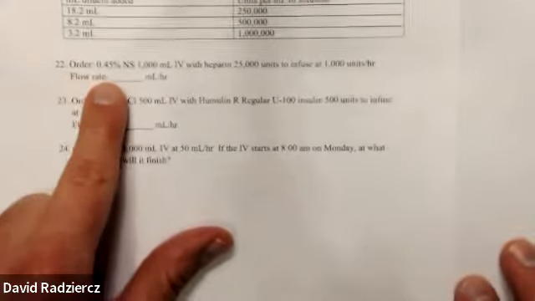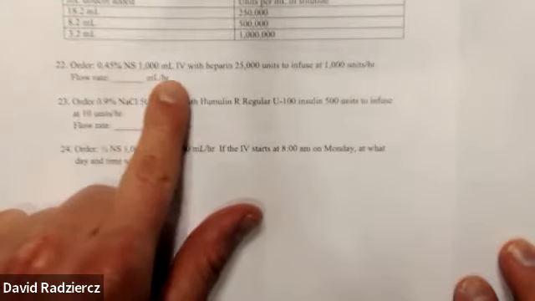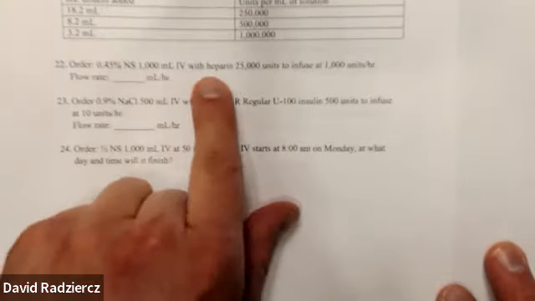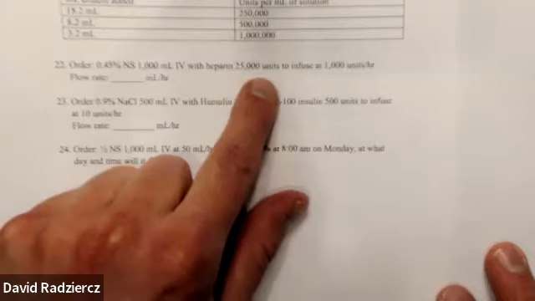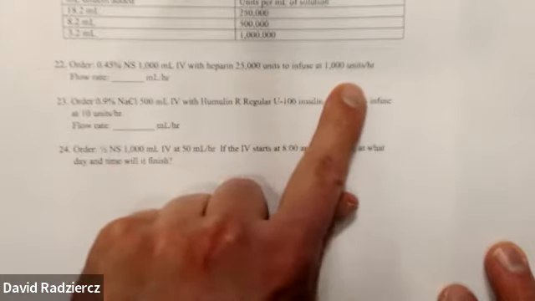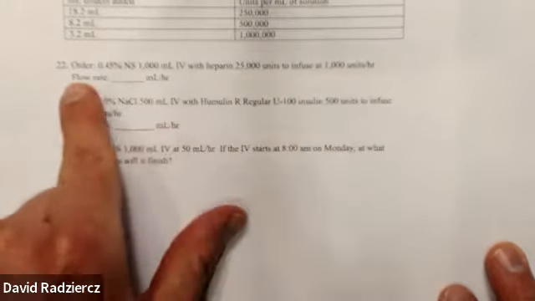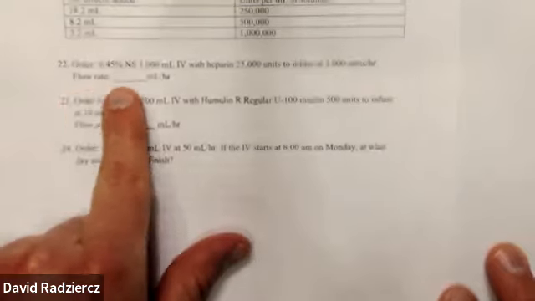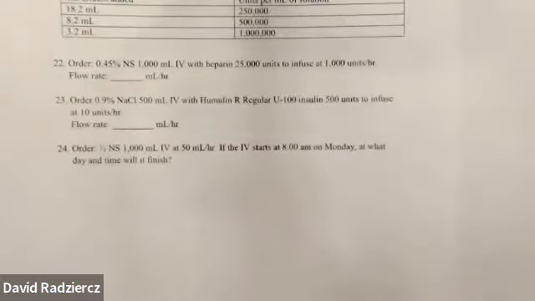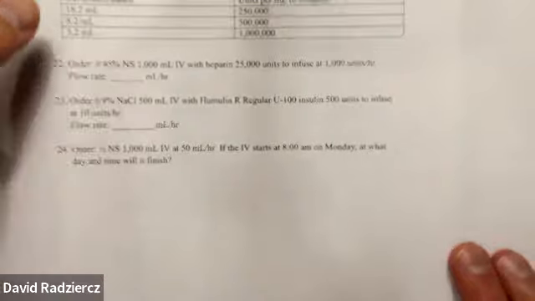So 22 says you have a 1,000 milliliter IV that contains 25,000 units of heparin, and it's infusing at 1,000 units per hour. And they want you to convert that units per hour to milliliters per hour. So how do we do that? There's two ways to do this. And I mean, there's probably more than that, but I'll just show you the way that I do it.